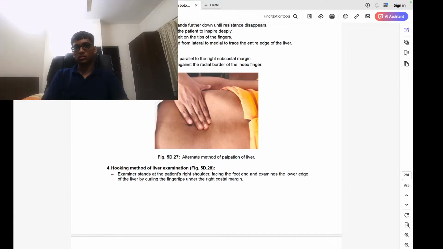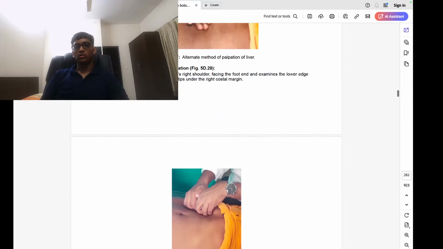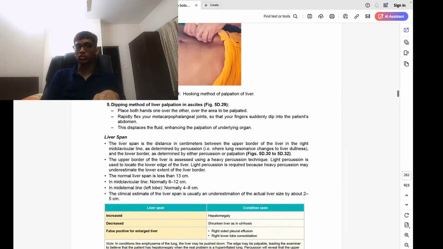The alternative method is to press the right hand below and parallel to the right subcostal margin. The liver edge will then be felt against the radial border of the index finger. So it will be felt here. We keep on doing it like this, but with one hand instead of fingertips. The hooking method: you sit at the right shoulder of the patient and examine the lower edge by curling the fingers under the right costal margin.